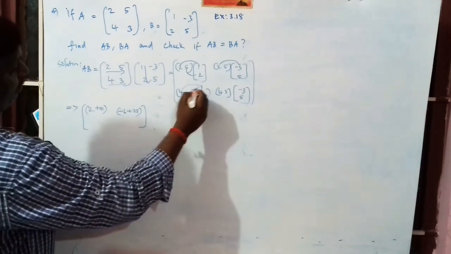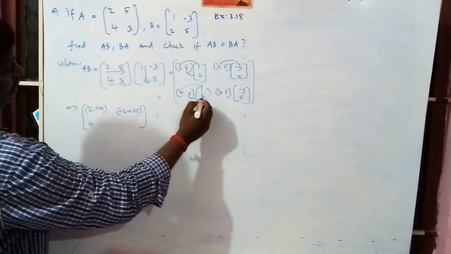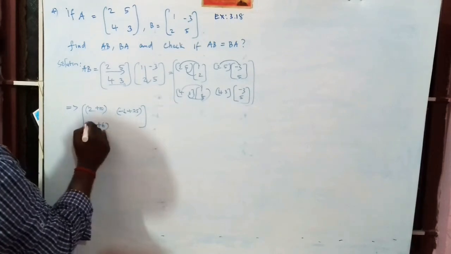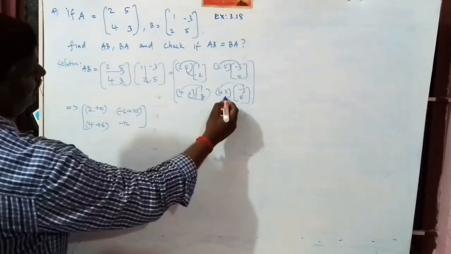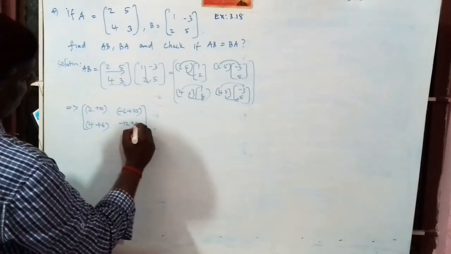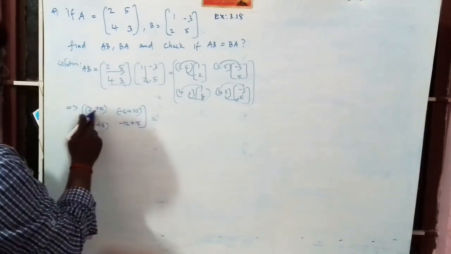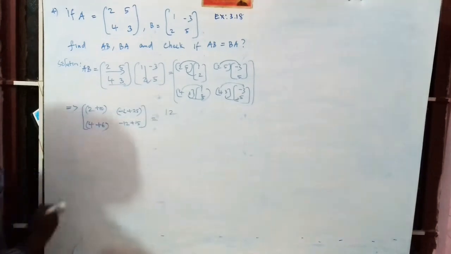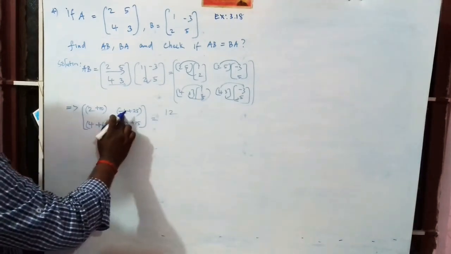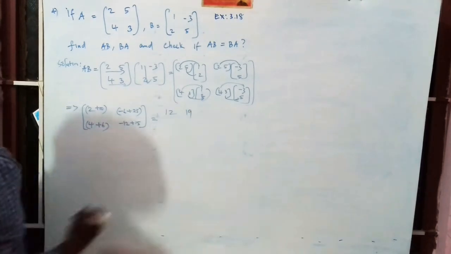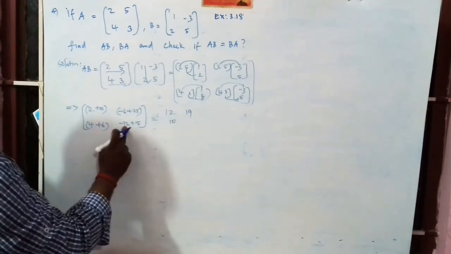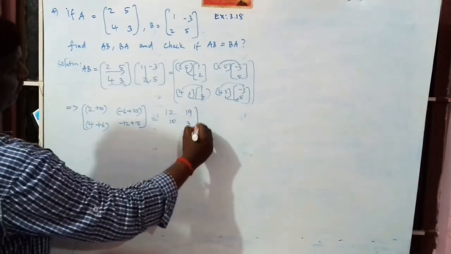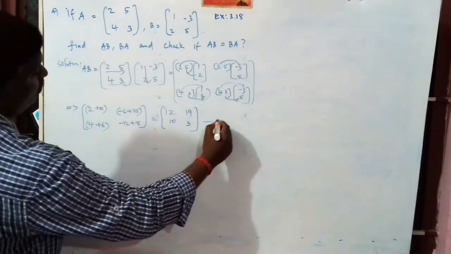Next, 4 into 1, what is the value? 4. And 3 into 2 equal to the value? 6. Next, 4 into minus 3 equal to what is the value? Minus 12. And 3 into 5 equal to plus 15. Now simplify. 4 plus 6 equal to the value 10. 3 minus 12 plus 15 equal to the remaining value 3. So this is equation 1.